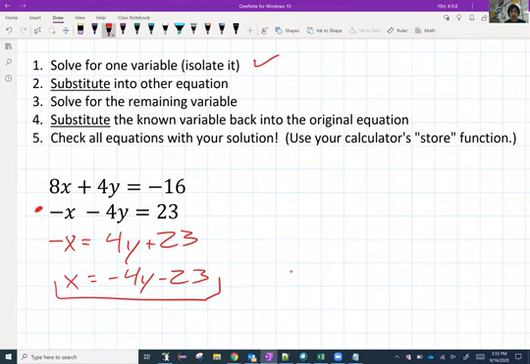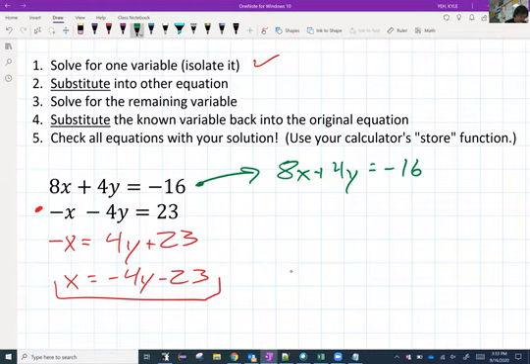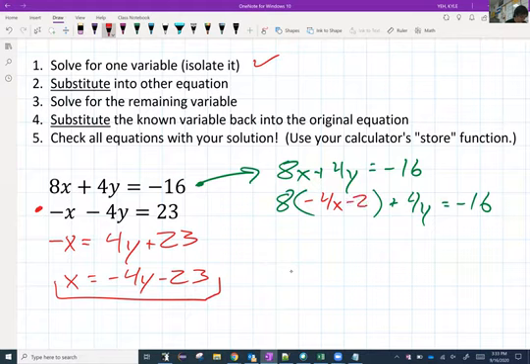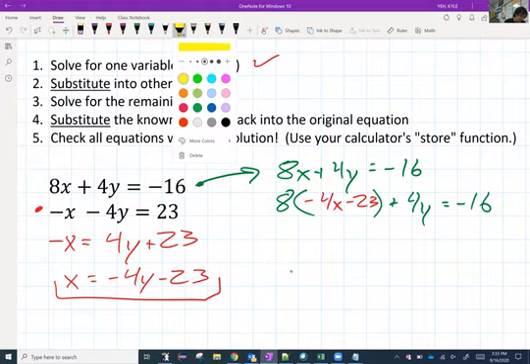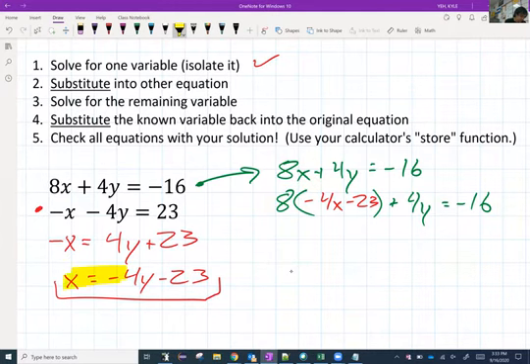And if you're here now, I'm assuming you hit pause and worked it out, and now you're hitting play to make sure you got it right. So I'm going to take this second equation, 8x plus 4y equals negative 16. Well, that means that 8 times something plus 4y equals negative 16. And what is that something? Negative 4y minus 23. And I got that from right here. I know from the second equation that x equals negative 4y minus 23. So I'm just going to plug it in right there.